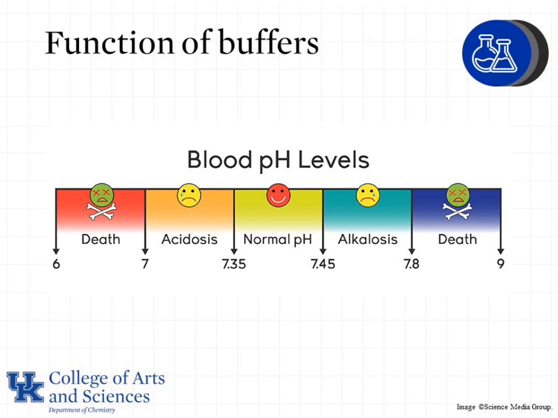Between 7.35 and 7.45 is considered a normal pH. Below or above this is considered acidosis and alkalosis, respectively. Going too far from our 7.35 to 7.45 range will result in death.